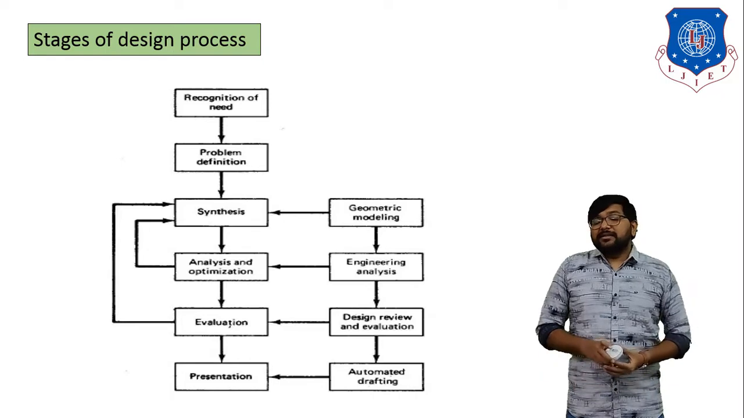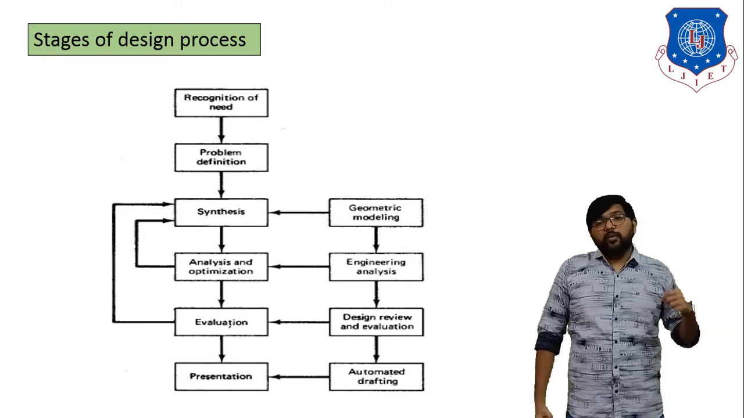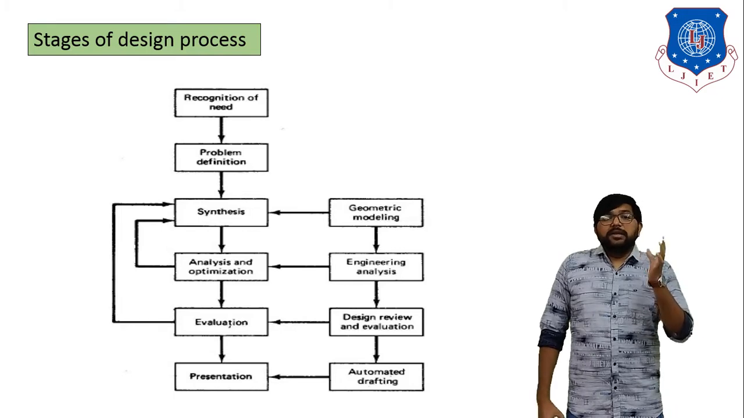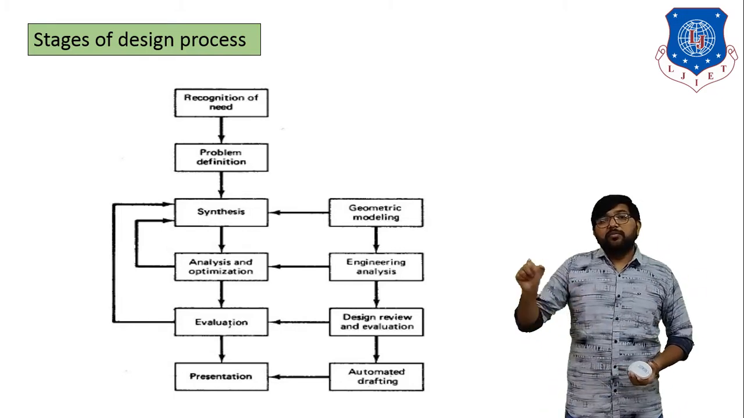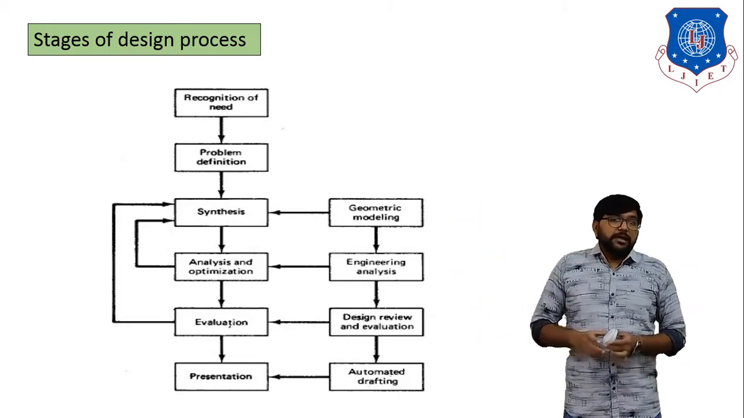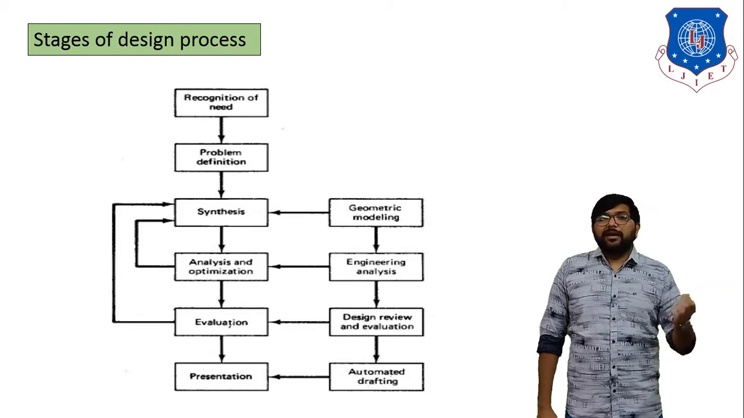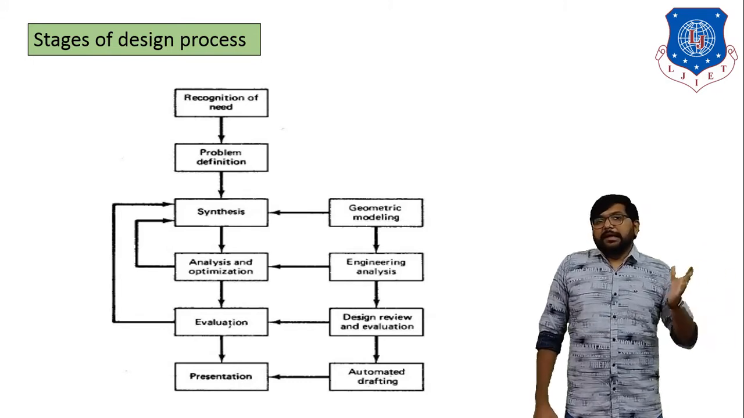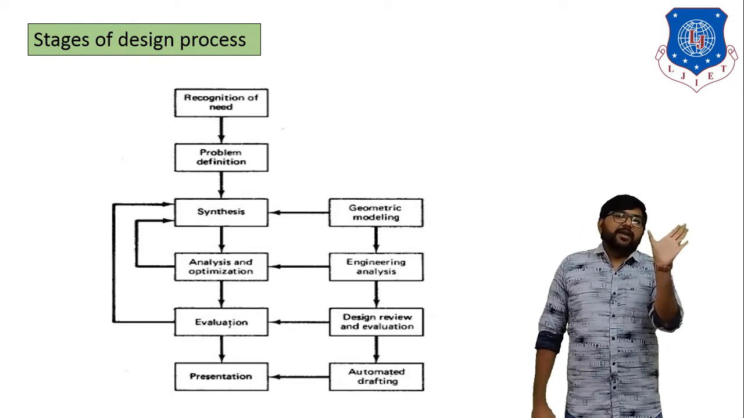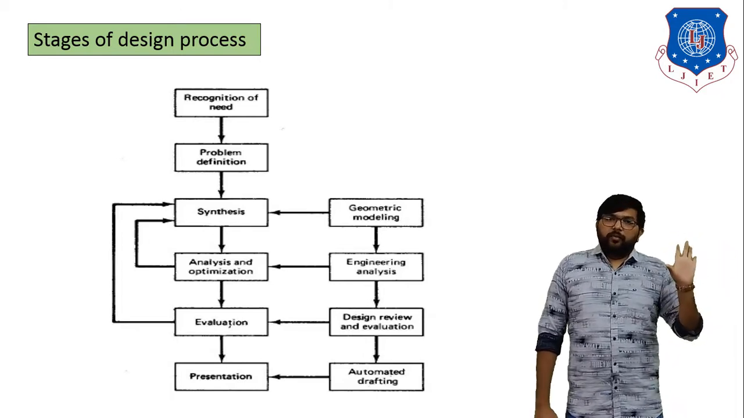The next step is synthesis. What is the meaning of synthesis? It means you have to decide on the mechanism related to your design. For synthesis we use modeling software in computer aided design, called geometric modeling. In geometric modeling we use different kinds of modeling software like AutoCAD, ProE, SolidWorks and so on. We have to make the design in the modeling software using proper dimensions.